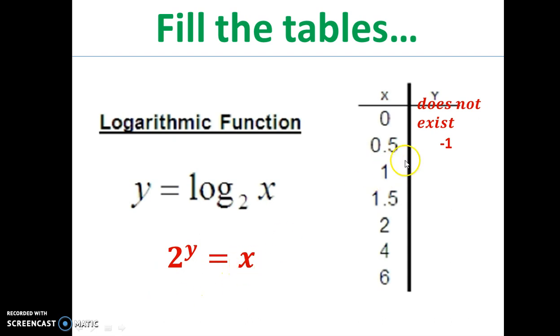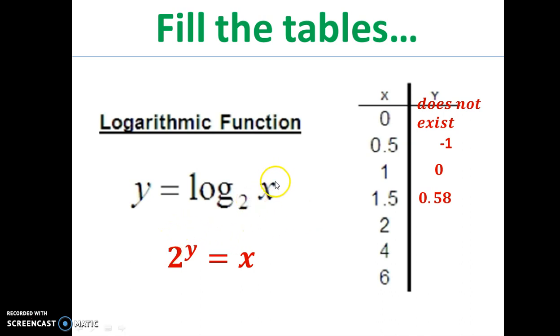All right. Now, let's continue on. See if you can fill in the rest here. You may need your calculator for some of them, but the ones that you don't need to, please do just in your head. Next one's 0, because if we put 1 in here, we're saying 2 to some power is 1, and 2 to the 0 power is 1. Then we have 1.5. That one is 0.58.